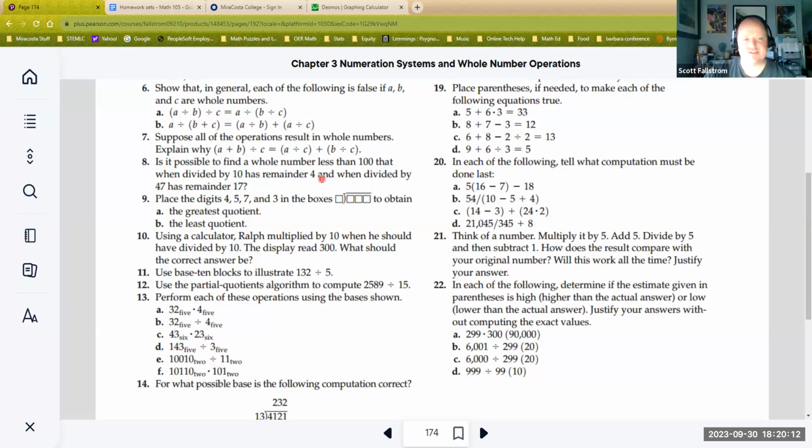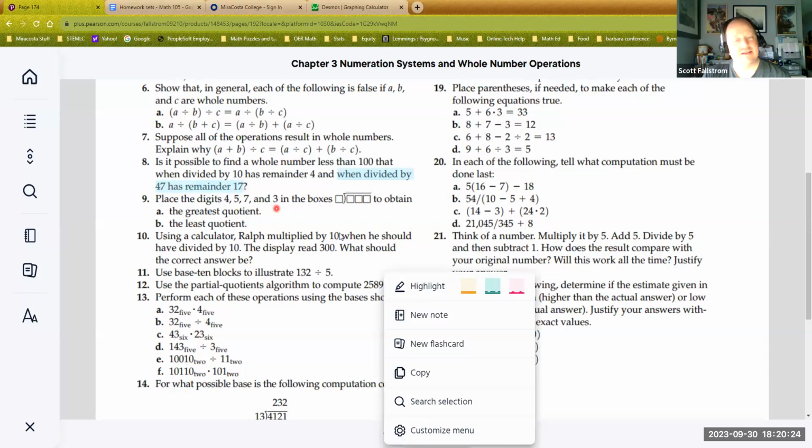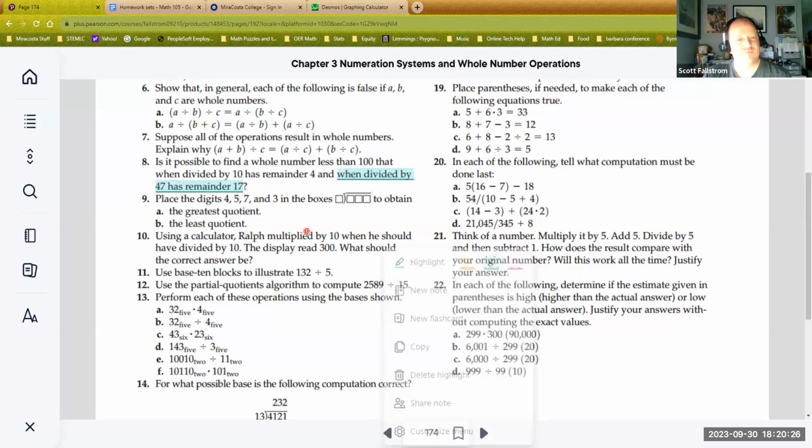So as you go, you would say, that could be 4, 14, 24, 34, right? And then you say, and also the same number when you divide by 47 has a remainder of 17. Different idea. You absolutely could check and see, I wonder if anything in my first list matches the second list.